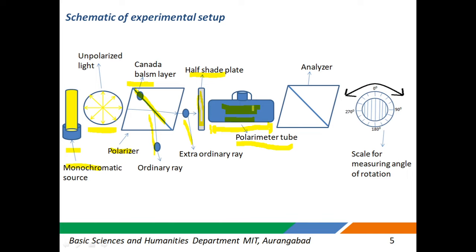The light that is coming out of this tube then falls on the analyzer. This nickel prism, which works as the analyzer, can be rotated about the direction of propagation of light, and its rotation can be read on a circular scale graduated in degrees with the help of a vernier scale. So here we have a scale to note by what amount the analyzer is being rotated. This can be measured with the help of this scale.